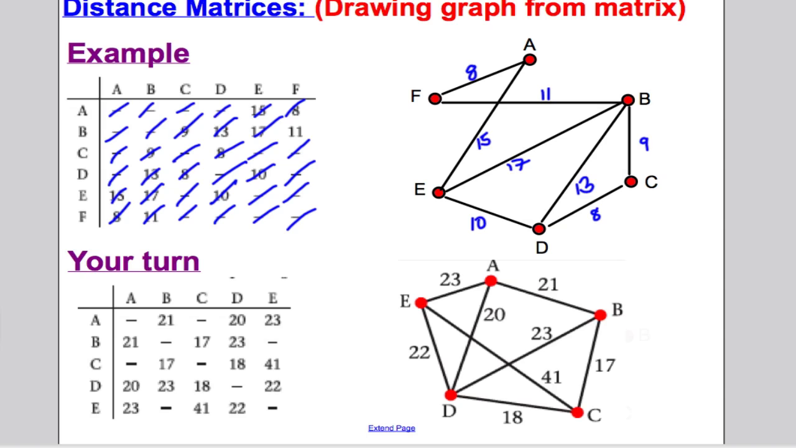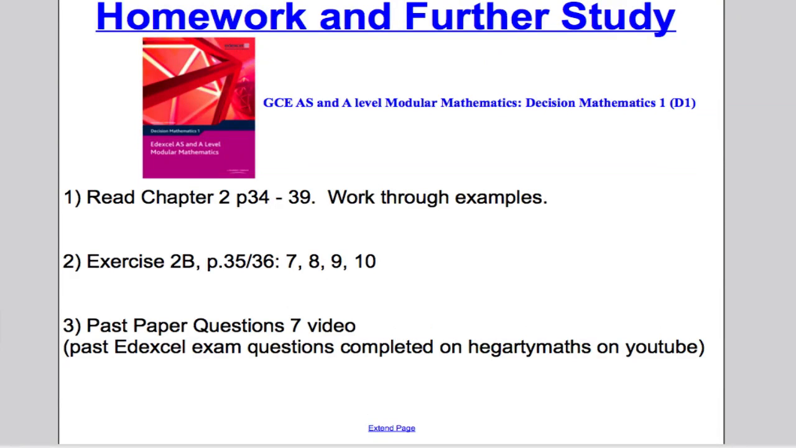Okay, then to finish with, homework and further study, you should read chapter 2, page 34 to 39, and work through the examples on those. And then you should do exercise 2B, which is on page 35 and 36, questions 7, 8, 9 and 10. Next thing I suggest you do is the past paper questions video 7, which are the questions that have come up in regard to matrices, adjacency matrices, and distance matrices, just so you practice the ones that have come up for exam purposes.